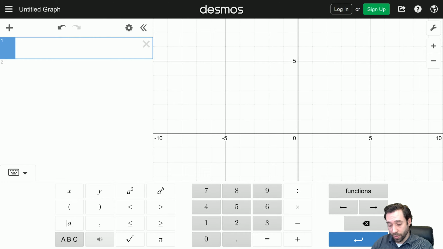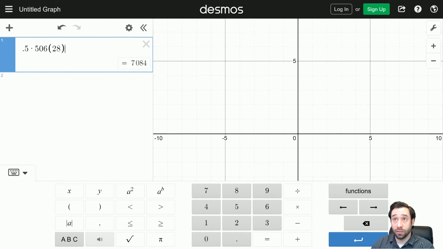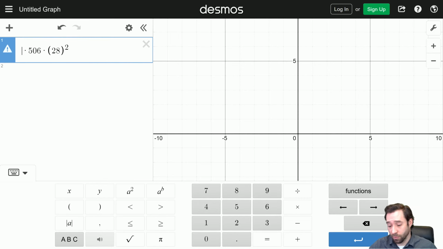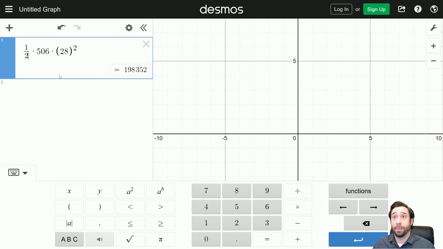So it's going to be 1/2, or you can do 0.5 times 506. Now remember, my questions are going to be different values than yours. So 28, close parentheses. I'm going to put a multiplication there, and then I'm going to square it. Okay, so like I mentioned before, this is given in units of joules. So just for the sake of clarity, I'm going to do 1/2. There we go. So this is the 1/2 m v squared.